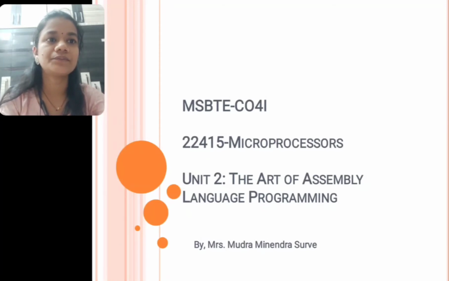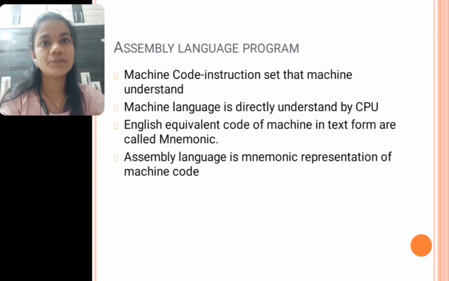So we'll start now. Before starting assembly language programming, we need to understand what an assembly language program is. As we know, a program is nothing but a set of instructions, or we can say the procedure to perform any operation. The machine code is nothing but the instruction set that the machine understands. Machine language is directly understood by the CPU. In assembly language programming, the mnemonics concept is there. What is meant by a mnemonic?